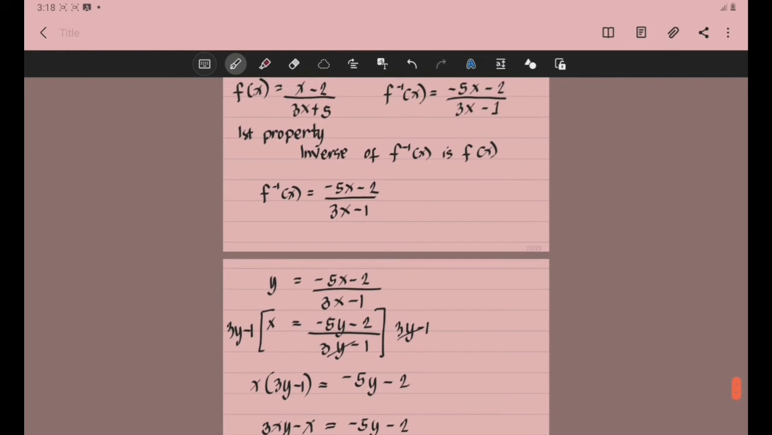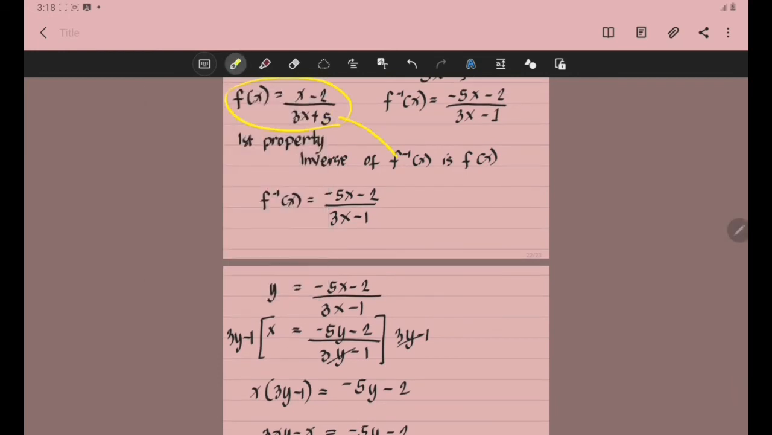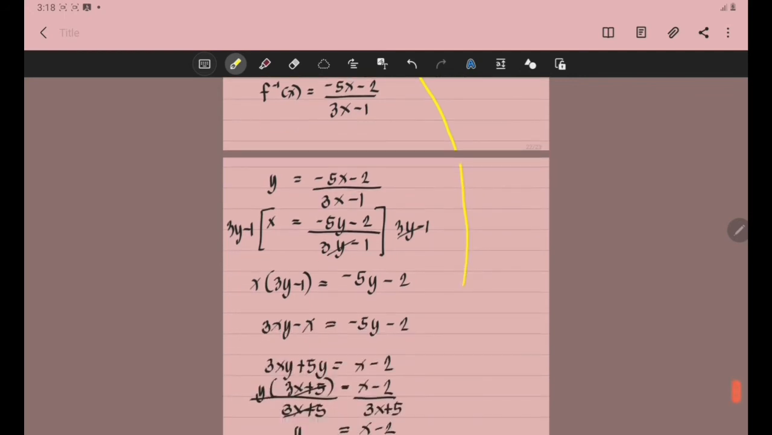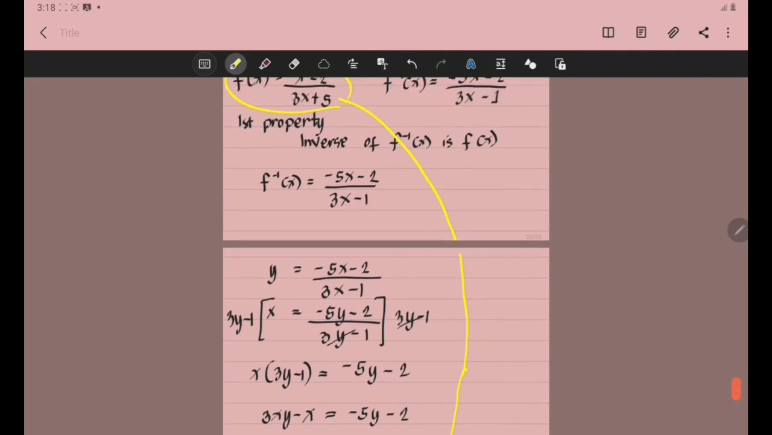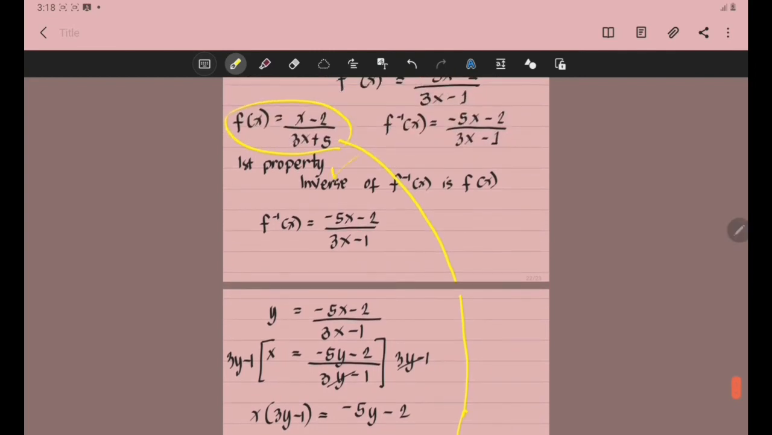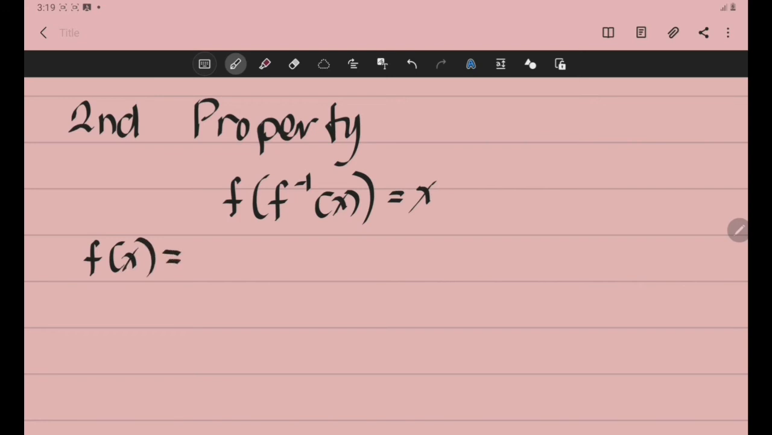So mapapansin nyo, yung nakuha nating inverse ng inverse ay yung ating original function. So ibig sabihin, napatunayan natin na tama yung first property that the inverse of f inverse of x is f of x. Let us proceed with the second property. The second property natin is if we have f of f inverse of x is equals to x. So kapag kinompose daw ng f inverse of x yung original function, the answer is x.